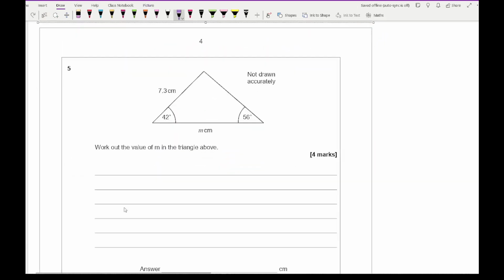Moving on to question 5, it says work out the value of m in this triangle. So again, it's a sine rule because I know two sides and two angles. Now the problem with this particular question is that I need to know this angle first in order to use it. To work out this angle, I know that angles inside a triangle add up to 180, so I'm just going to do 180 minus 42 minus 56. If I type that into my calculator, or if it's on non-calculator paper, I have to work it out myself, it gives me an answer of 82. So then I can rub that out and write 82.